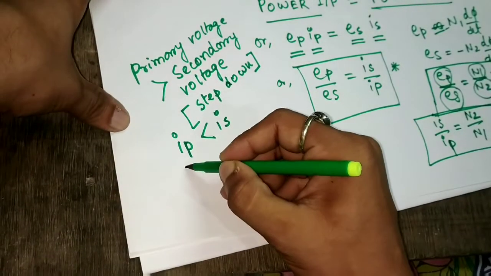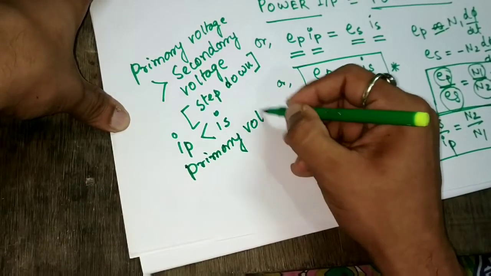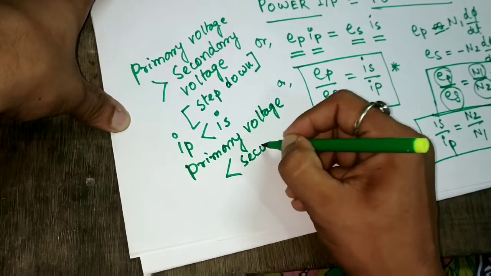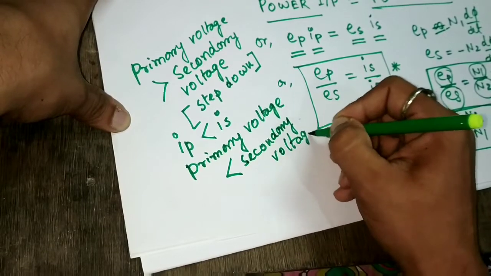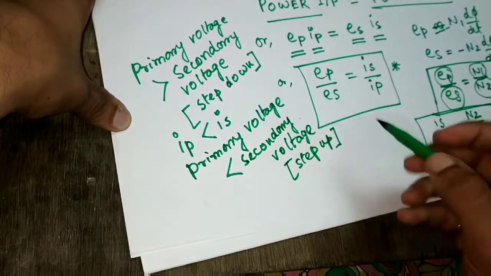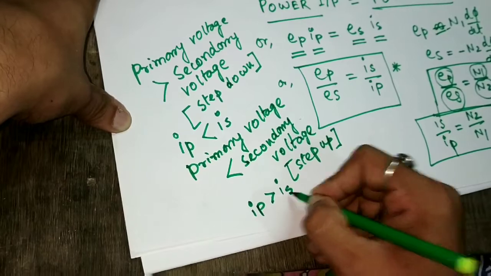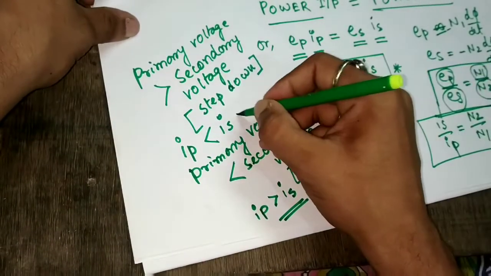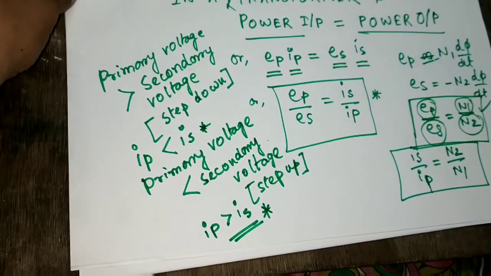And in step up operation, the primary voltage is less than the secondary voltage. This is step up operation, and in step up operation the primary current will be greater than the secondary current. This is very important in the case of step up and step down transformers.